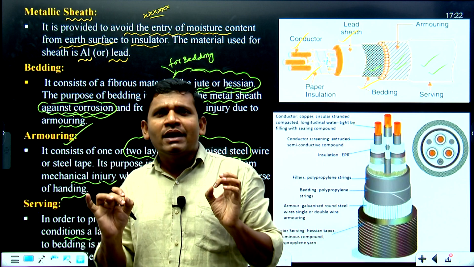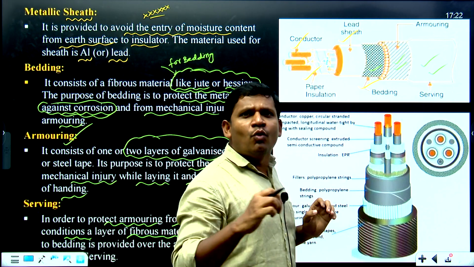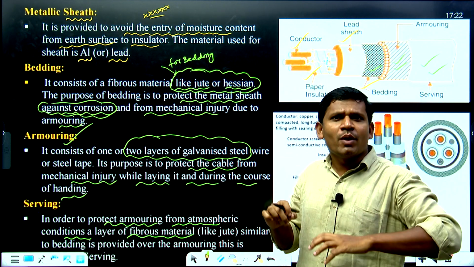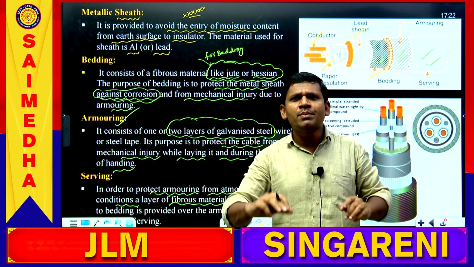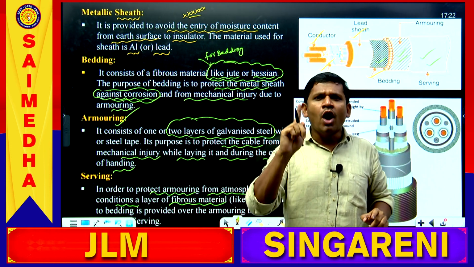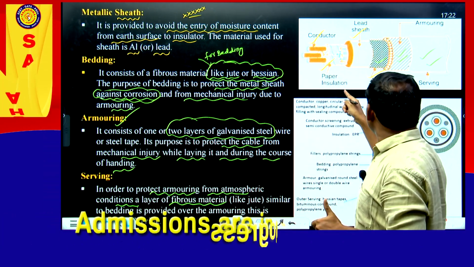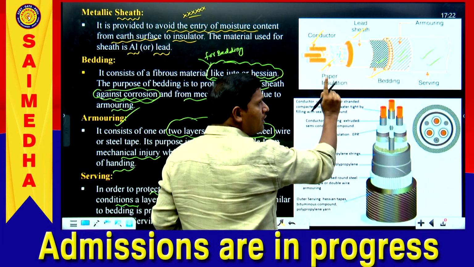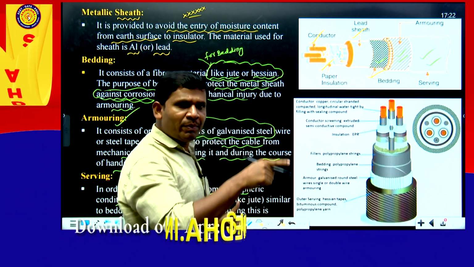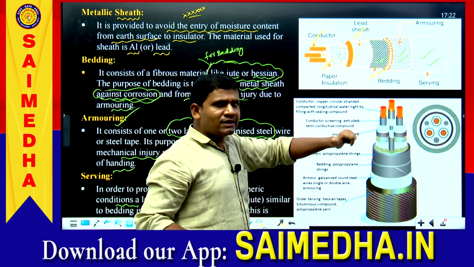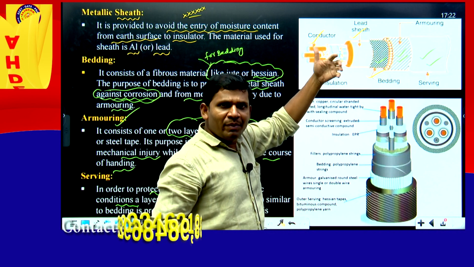Okay, these are the different parts of the cable. What is the function of each part and what is the material used for the different parts, students? Very, very important five-star gunshot concept from your exam point of view. You have to remember the sequence. First conductor, next insulation, next lead sheath, next bedding, next armoring, next serving. Remember the sequence. What is the material used for the conductor? What is the material used for the insulation? What is the purpose of the lead sheath? What is the material you have to use?